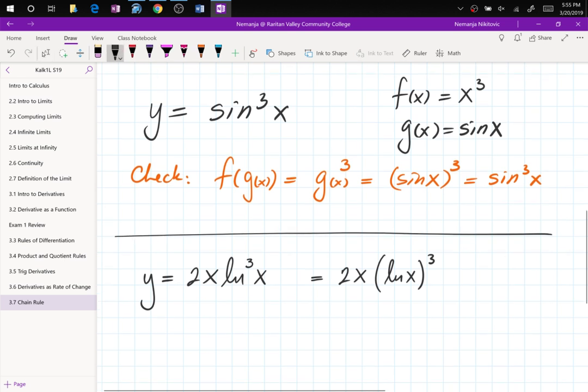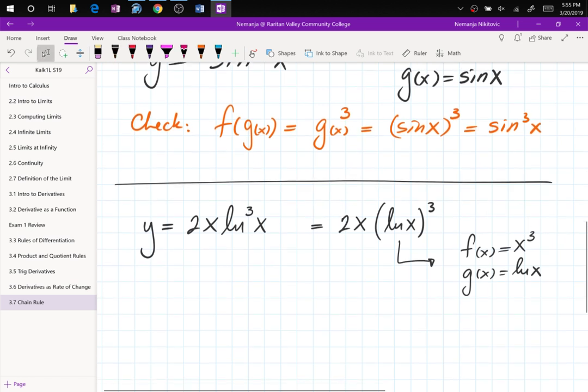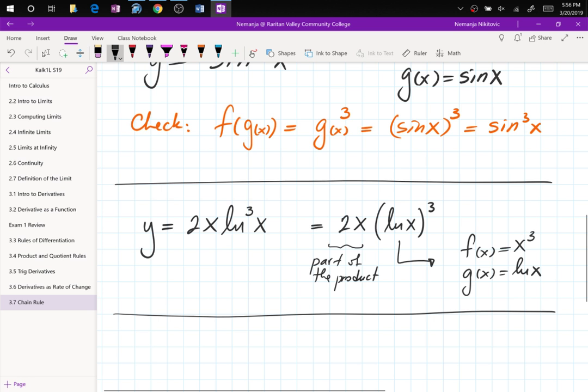Again, this piece would decompose into f of x equals x cubed again. Should have picked something else. And g of x equals ln x. And I'll just put here part of the product. So not every expression that you write immediately is entirely just chain rule. We'll see how these all combine together.